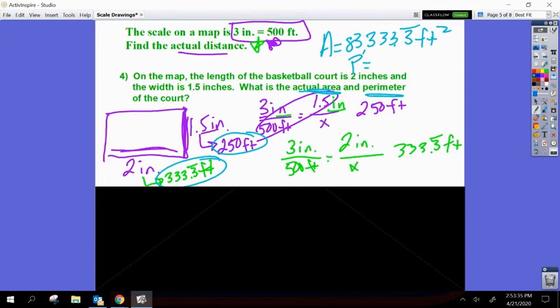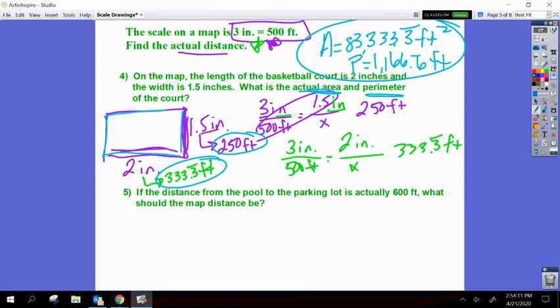And the perimeter is, we add up 250 plus 333 plus 250 plus 333. So when we add those all up, we get 1,166.6 repeating feet. Again, not actual answers. It's a really big basketball court. Maybe it's a basketball court for giants of some sort, but that is how we would find the area and perimeter for a rectangle given a scale.